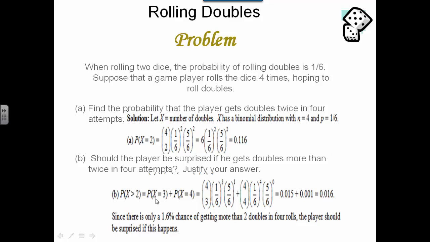Should the player be surprised if he gets doubles more than twice in 4 attempts? So we want the probability of x is greater than 2, which is x equals 3 plus x equals 4. So we do 4 choose 3, 1/6 to the third, 5/6 to the first, plus 4 choose 4, 1/6 to the fourth, 5/6 to the zero. Do the math and get 0.016. There's only a 1.6% chance of getting more than 2 doubles in 4 rolls. The player should be surprised if this happens.